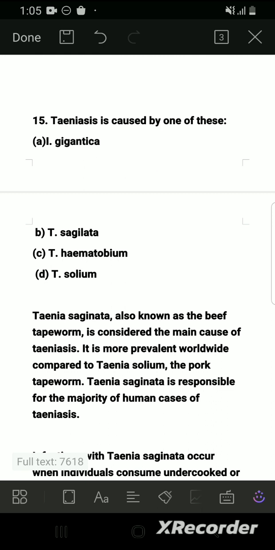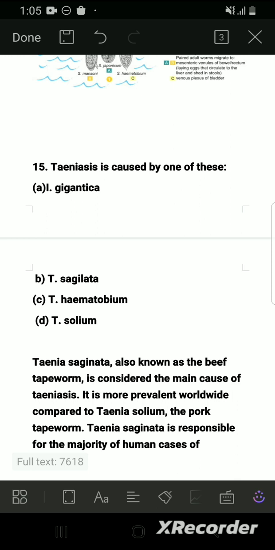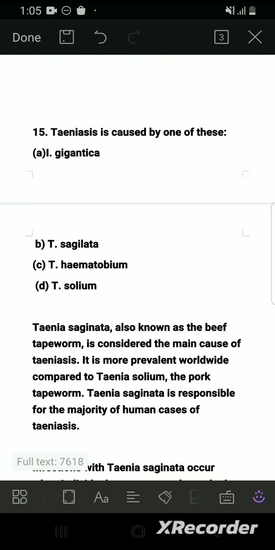Then for number 15, taeniasis is caused by one of these. Is it T. gigantica, T. saginata, T. haematobium, or T. solium?